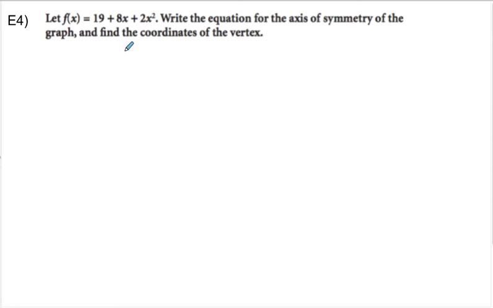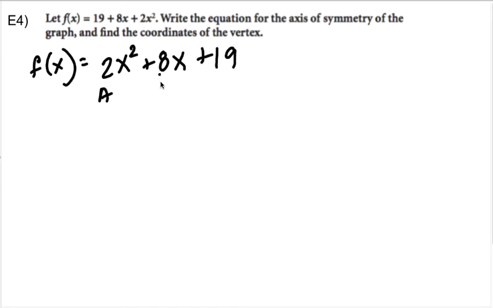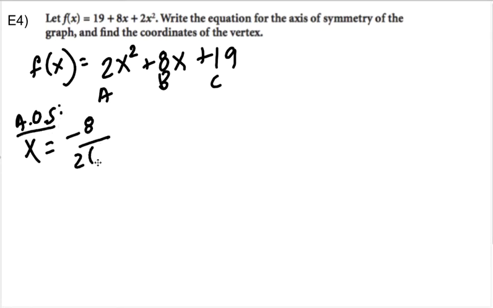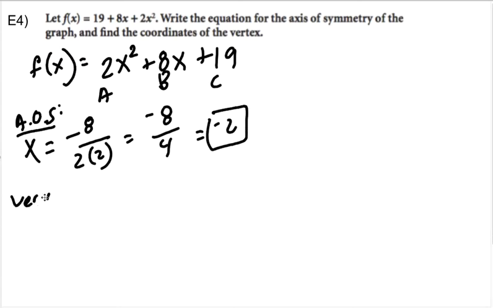So let f equal 19 plus 8x plus 2x squared. Write the equation of the axis of symmetry and find the coordinates of the vertex. So I'm going to rewrite this in my standard form, which means the x degrees are descending. So my a is 2, my b is 8, and my c is 19. That means that the axis of symmetry, which is the x-coordinate of the vertex, would be negative b over 2a, so negative 8 over 4, which is negative 2. Once I know that, the vertex is negative 2 comma blank.